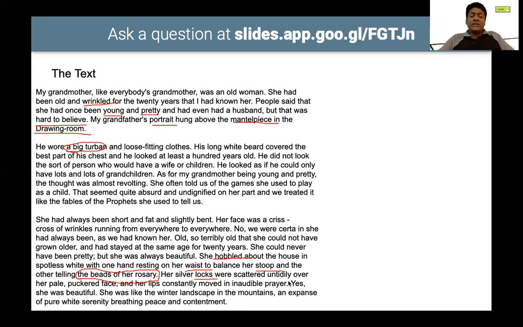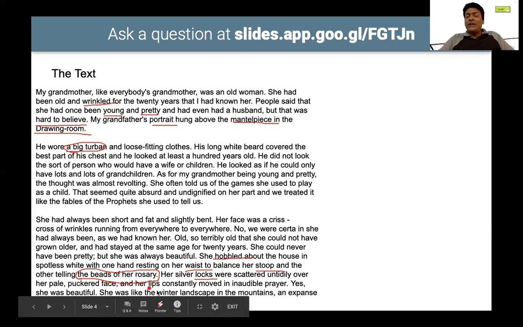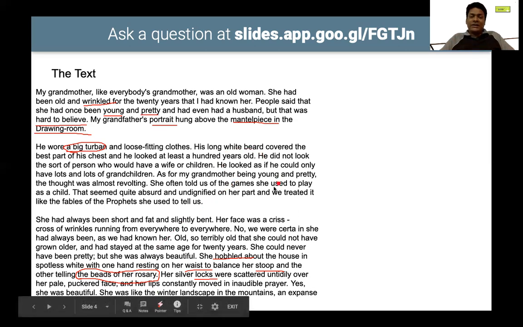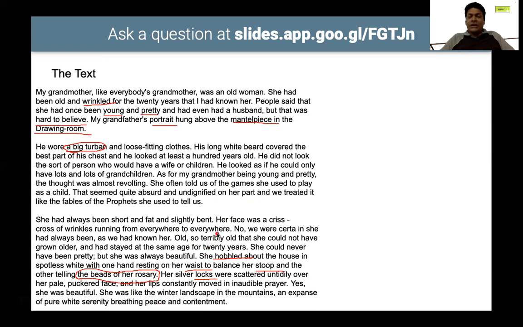Serenity means calm. So calm breathing, right? Breathing peaceful things coming out of her. So she seemed satisfied, right? She was an expanse of pure white serenity. Serenity means calm, and it seems like peace and also satisfaction. So that's what the author stated about her grandmother.